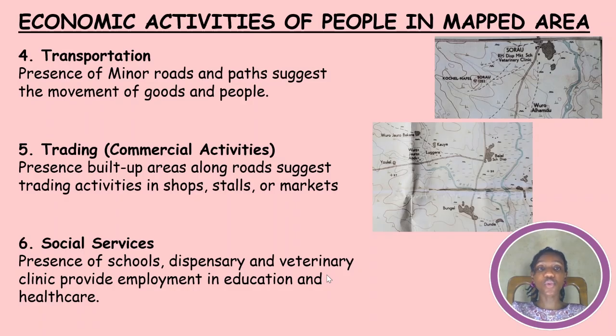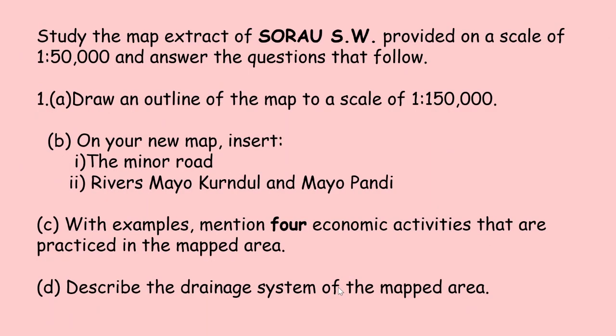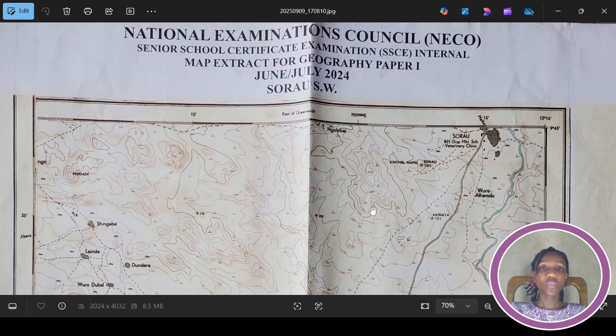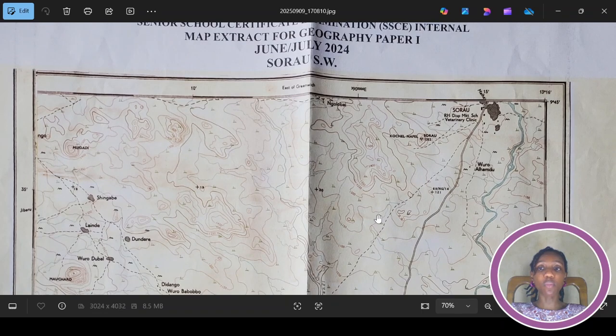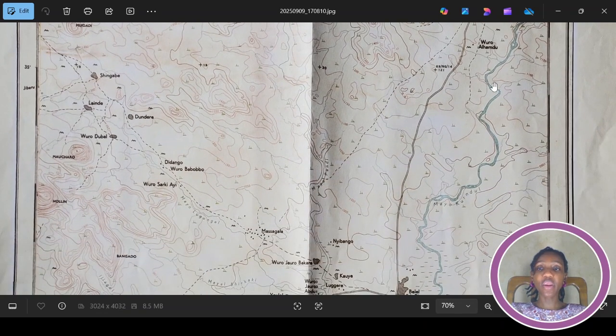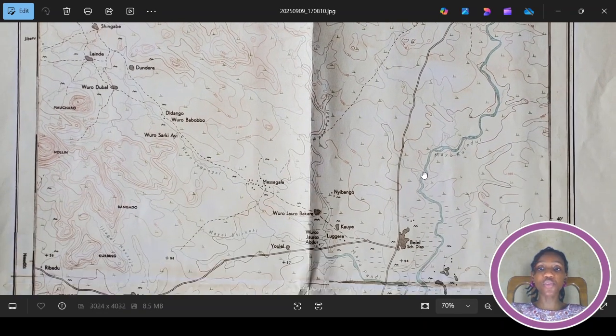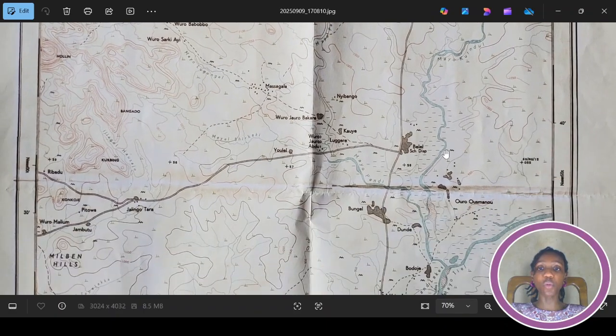Now, let's move on to the last question. Describe the drainage of the mapped area. Now, let's look at our map once again. We were asked to describe the drainage of the mapped area. So we can already identify this River Mayo Krundul that we drew earlier, and also River Mayo Pandi.